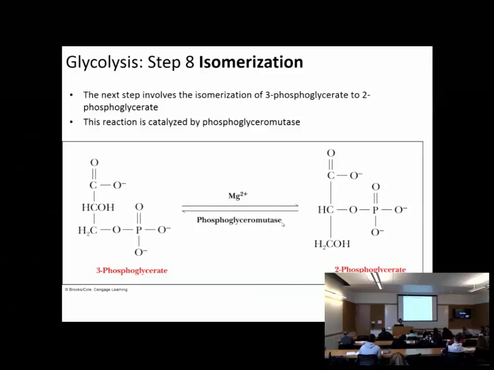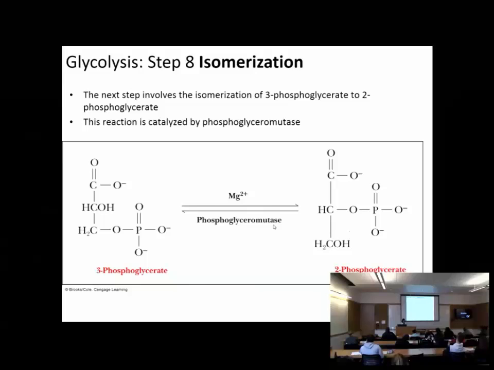Mutase is the name, the ending usually for something that's going to isomerize. So this step is an isomerization. So we go from 3-phosphoglycerate to 2-phosphoglycerate. A little bit angrier.